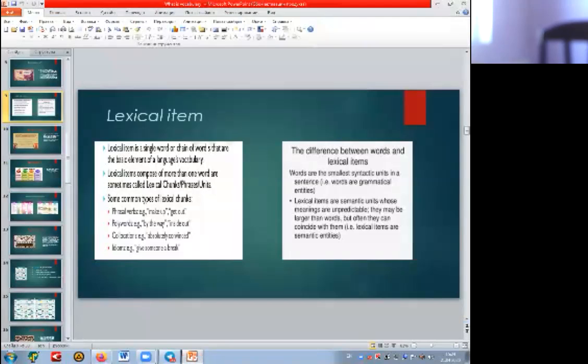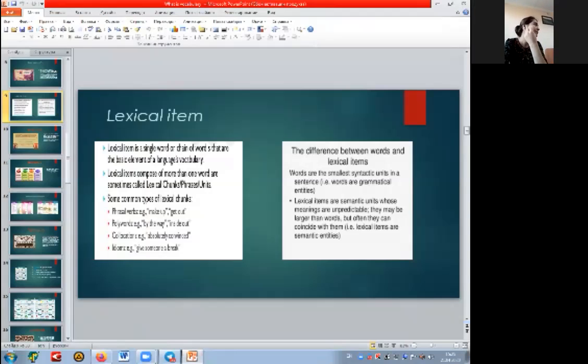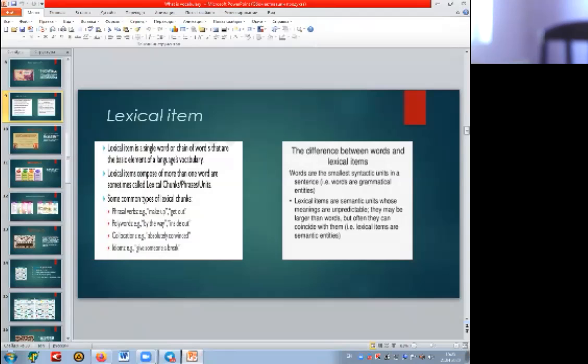Okay. Sorry for the interruption. And let's continue. What's the difference between words and lexical items? What do you think? Words are the smallest syntactic unit in a sentence. They have grammatical functions. And lexical items are semantic units. They have unpredictable meanings, or they have unexpected meanings. They may be larger in length than words, and they can include lexical items and semantic entities.